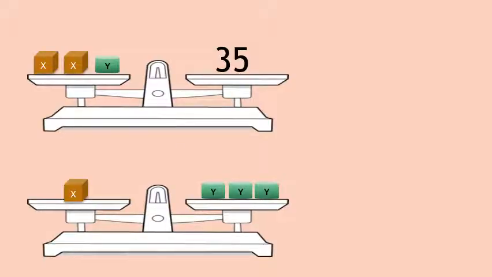The picture you were left with last video looked like this. A system of equations is often written with a set of braces, and the two equations are written together. 2x plus y equals 35 is the first equation, and the second equation says x equals 3y.